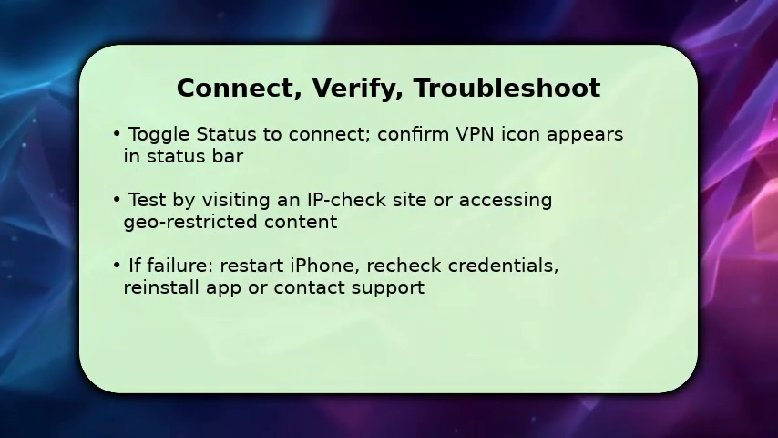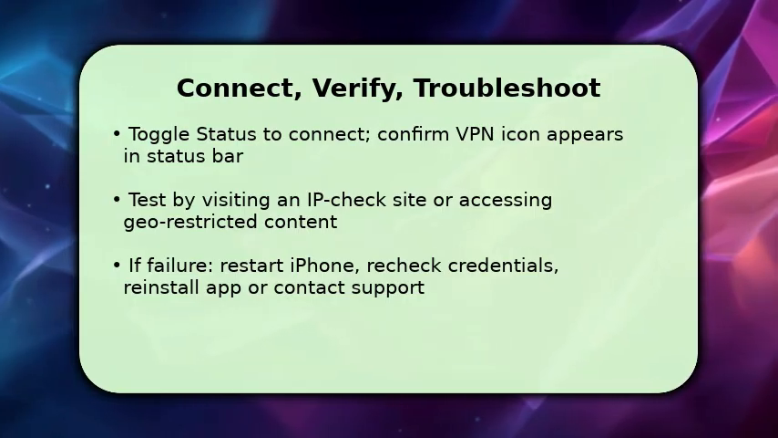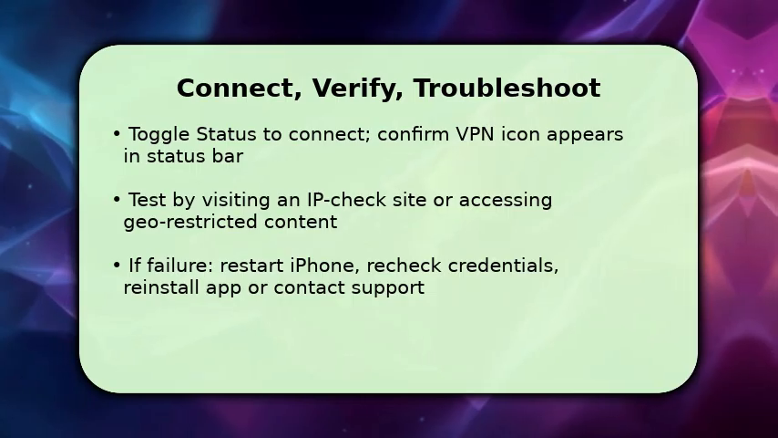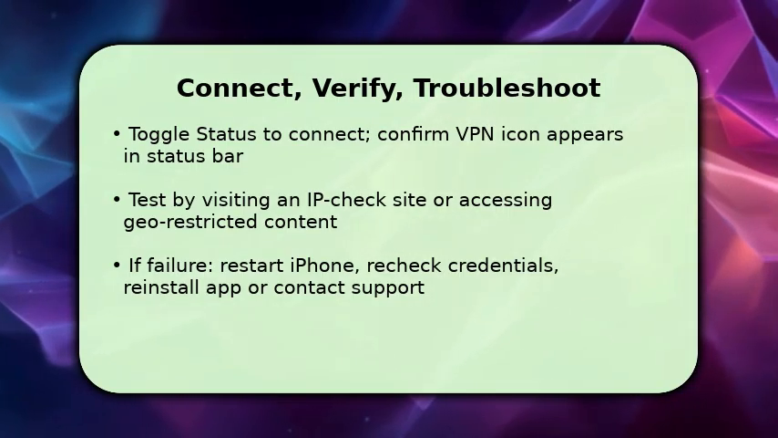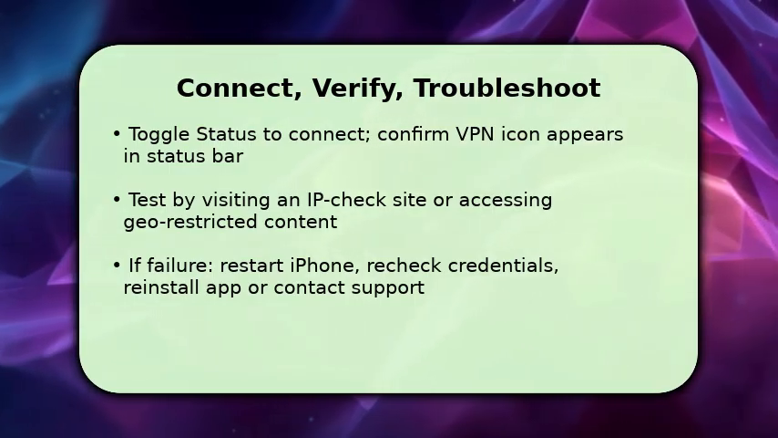To finish, toggle the VPN status to connect and watch for the VPN icon in the status bar. This confirms an active tunnel. You should verify by checking your IP address or accessing content that differs by region so you know traffic is routing correctly. If it fails, try simple fixes.